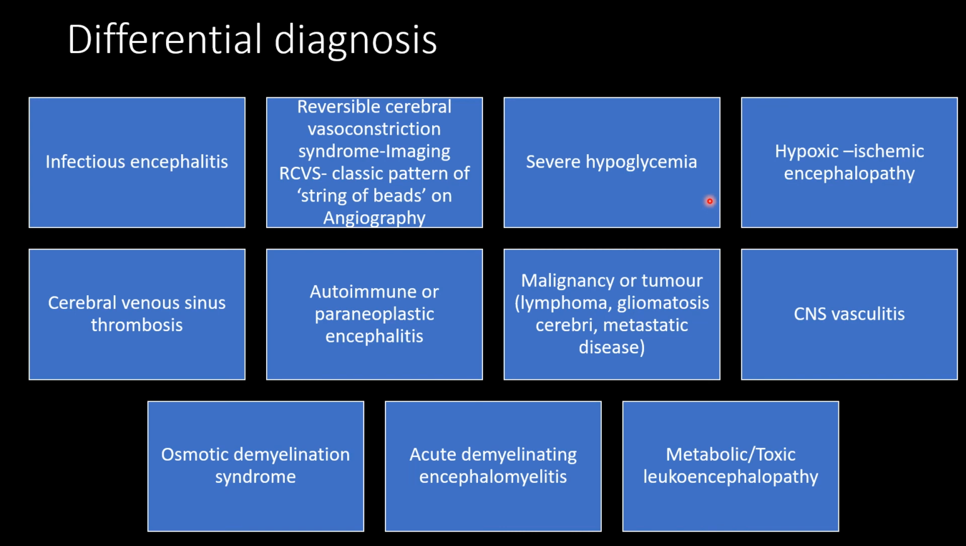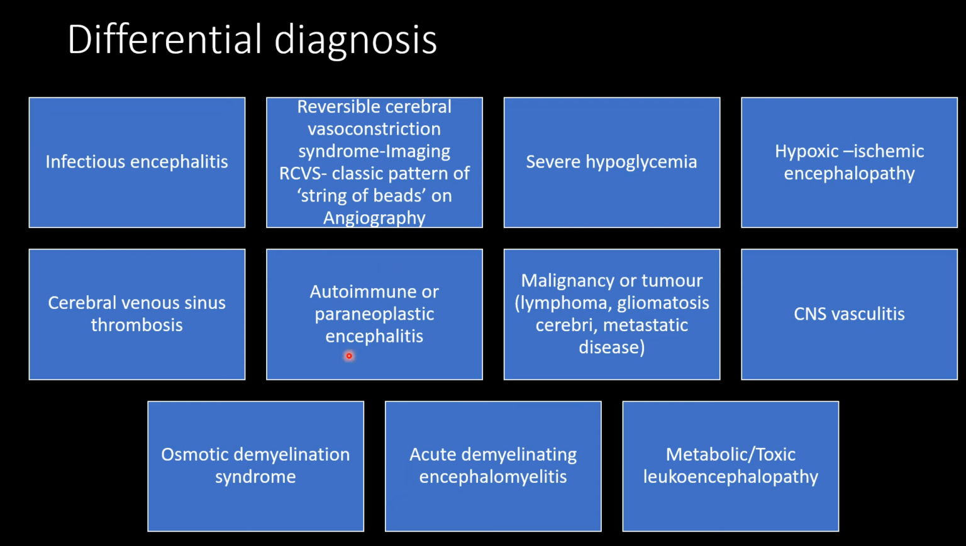So what are the differential diagnoses we can consider in this case? Infectious encephalitis, as the patient has fever and altered sensorium, but there is no restricted diffusion, no cytotoxic edema, and no involvement of brainstem and cerebellum. So infectious encephalitis was less likely. On angiogram there is no beading or string-of-beads appearance, so reversible cerebral vasoconstriction or CNS vasculitis is ruled out. Serum glucose is normal, so severe hypoglycemia is also ruled out. Hypoxic ischemic encephalopathy: there is no history of hypoxia in the patient. And the venogram was normal with no filling defects, so cerebral venous thrombosis is ruled out.